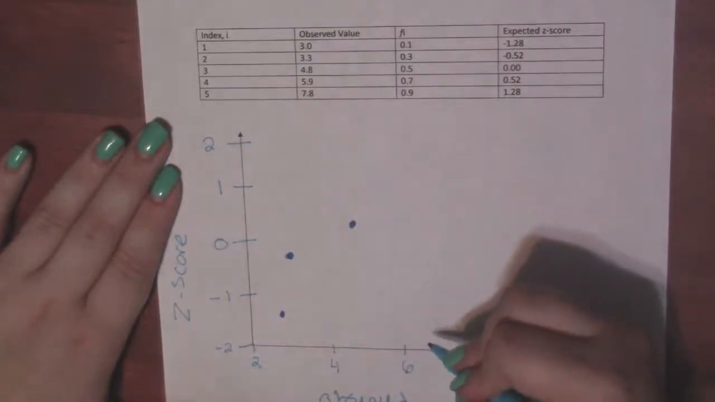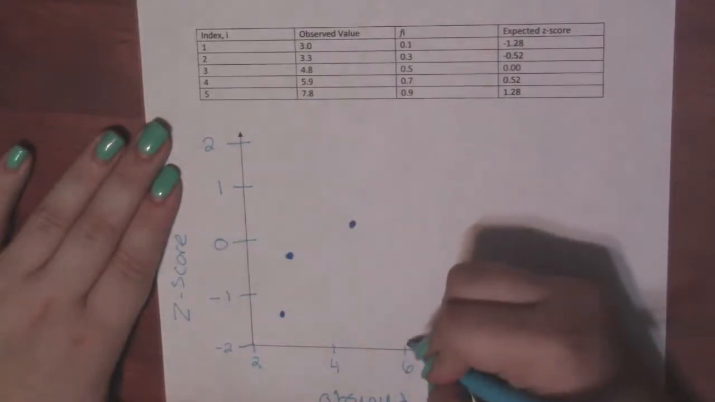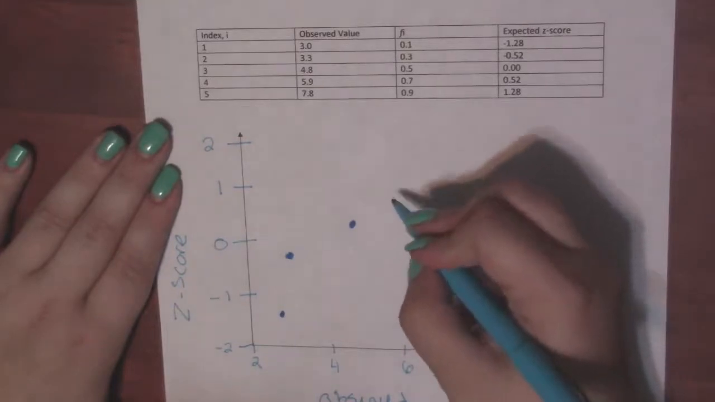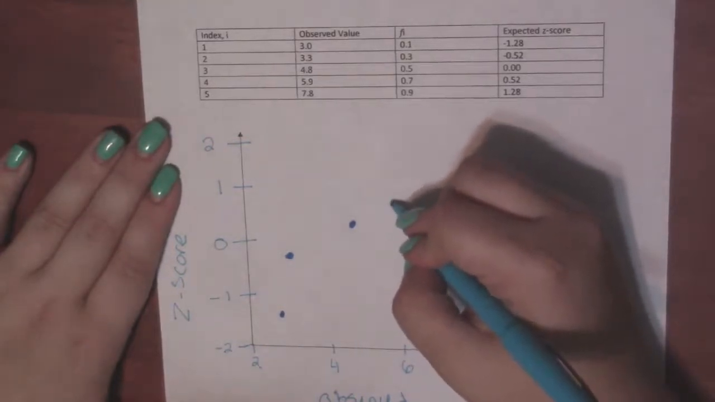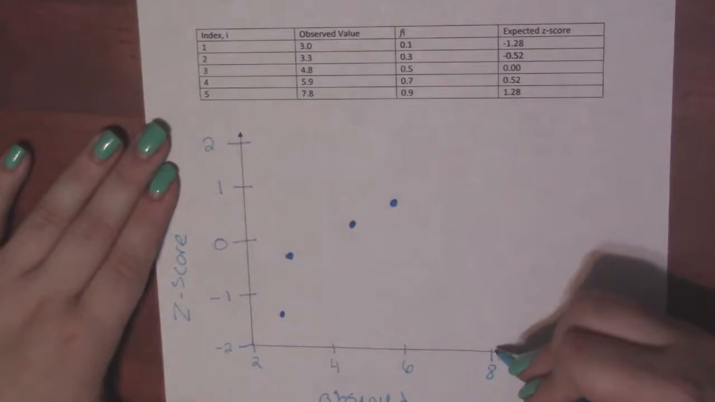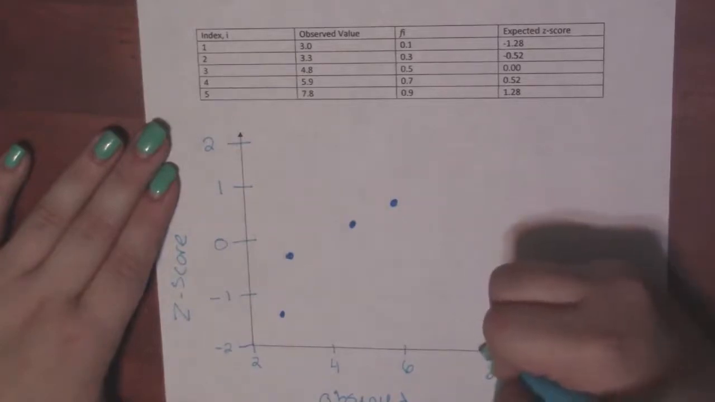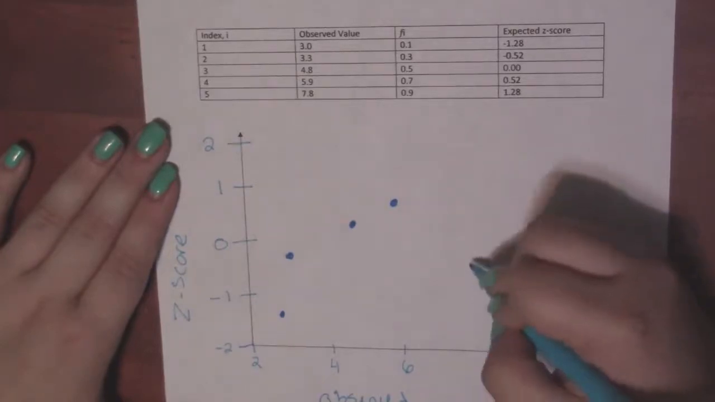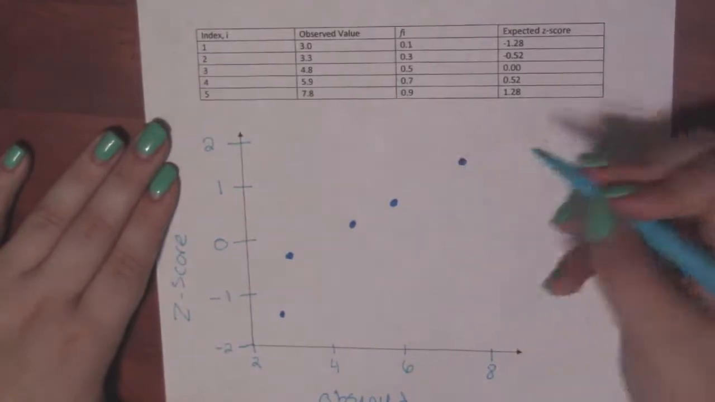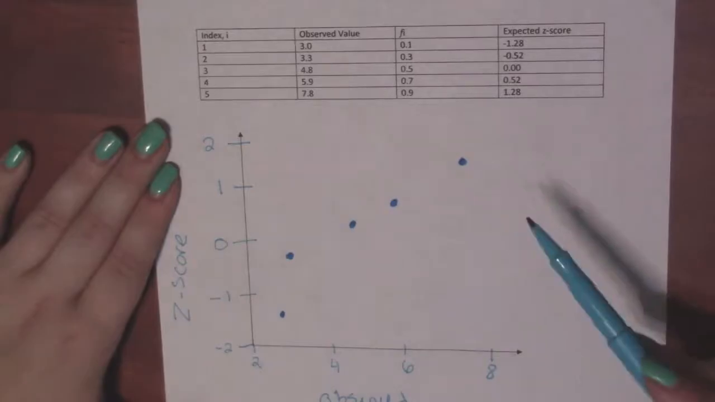And then 5.9 with an expected z-score of 0.52, right about there. And then an observed value of 7.8 and an expected z-score of 1.28, which will be right about there. So that's how you plot your points.